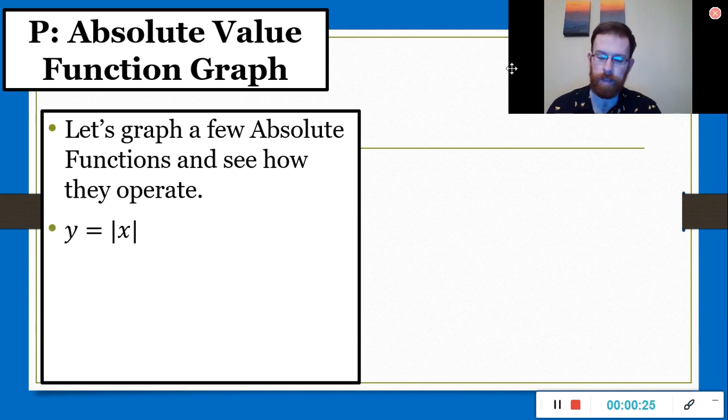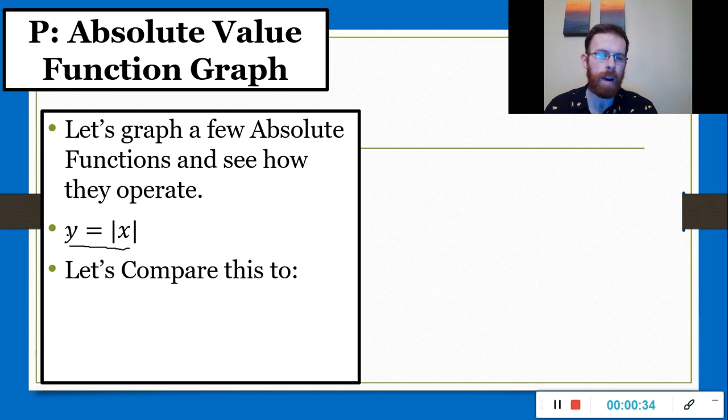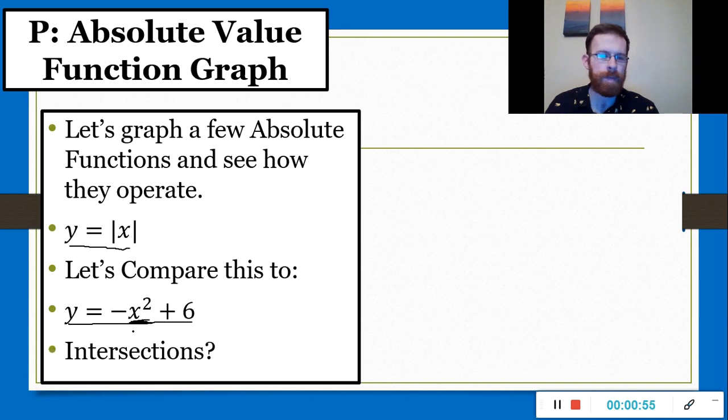other graphs. Like if this is just our base absolute value function, you can tell it's the base because it's just the absolute value bars and nothing else. We want to compare that to this. Now, take a moment, just think about, alright, what type of function is that? It's definitely not linear, it's not a radical, it's not an exponential, it is a quadratic because of that second power. It's also technically a polynomial.